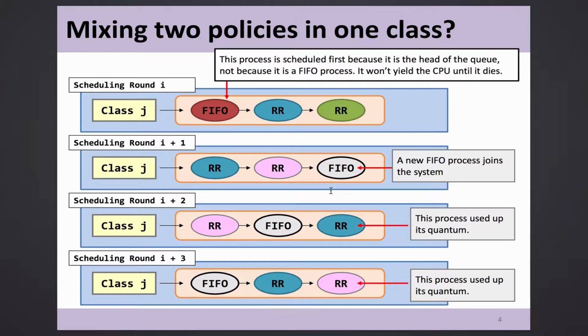Let's say I have a FIFO first. Then it will go to the CPU and execute until it dies. Then the next RR comes in, and RR already has some quantum, let's say non-zero. It will spend some time on the CPU, then let another RR go. And what if another FIFO comes in? We will let the FIFO continue to run until the end.